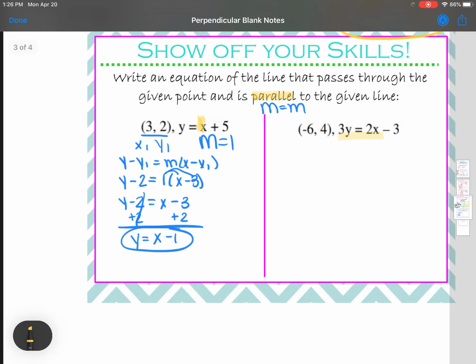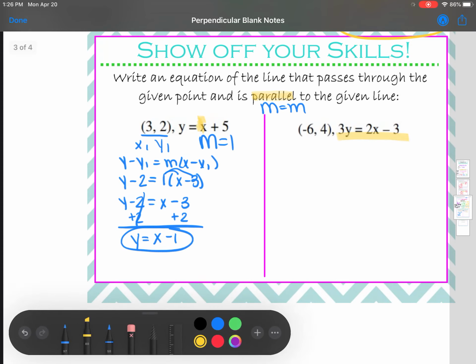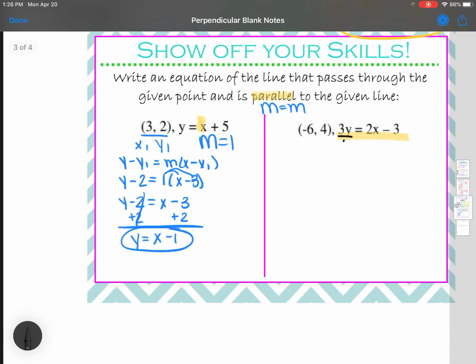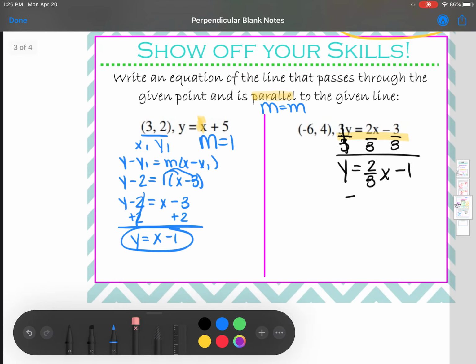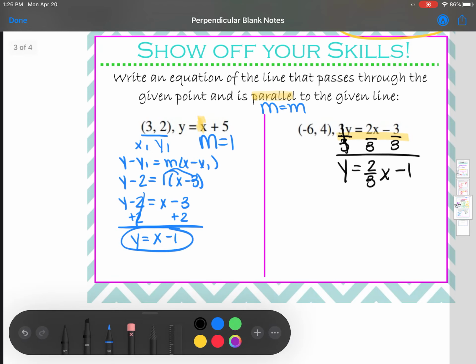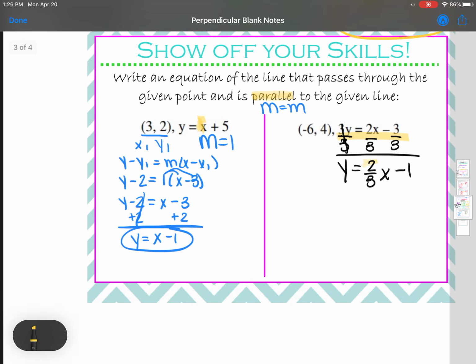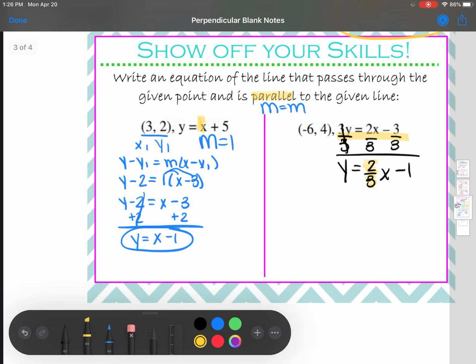For my next one, I have to solve for y to find out what my original slope is. That's okay. So I'm going to divide all 3 parts by 3. Y equals 2/3 x minus 1. Okay. Now that I have that, my slope on this is 2/3.